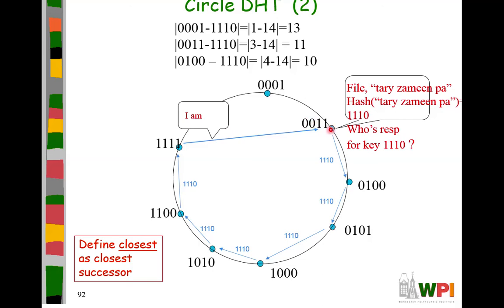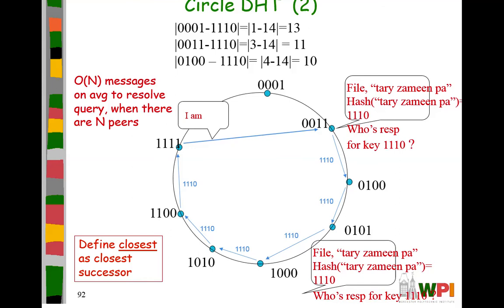Okay, so the hash value that is applied on Tare Zameen Pe produces a key. And this key means that the Tare Zameen Pe movie will be stored on the pair which is closest to this key. And how is it found? It is found this way. So it is stored here.